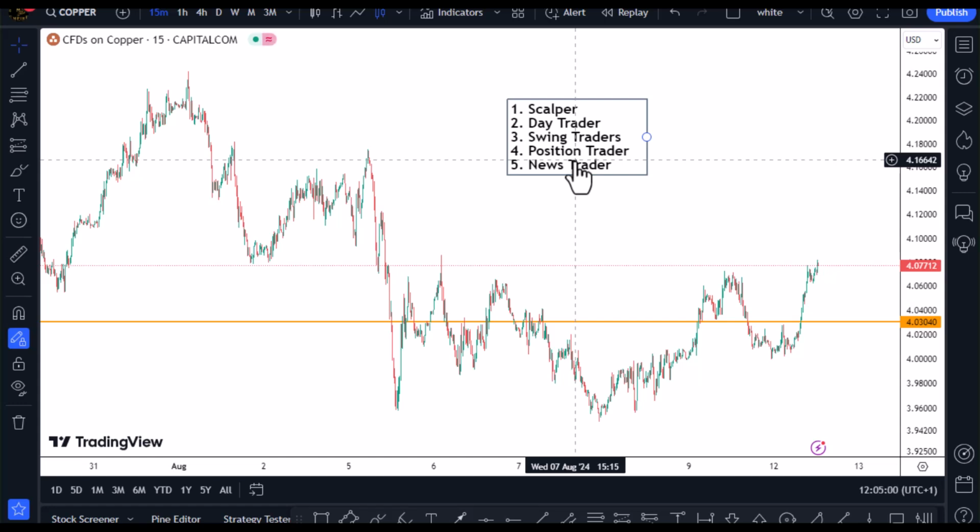And we have the news trader. These are traders that trade only news. So the type of trader you are can determine how you set your take profit. And another factor that can determine how you set your take profit can also be based on market structures, what you have in the market.